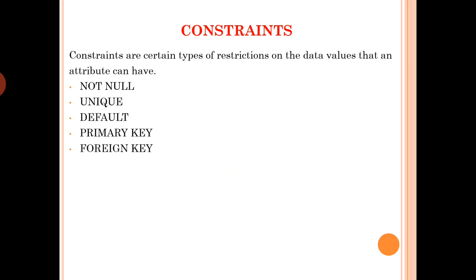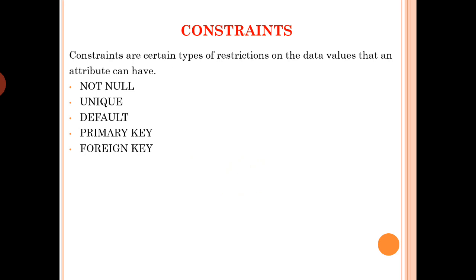Now let me introduce you to constraints. Constraints are certain types of restrictions on the data values that an attribute can have. They are used to ensure the accuracy and reliability of data. However, it is not mandatory to define a constraint for each attribute of a table. Commonly used SQL constraints are not null, unique, default, primary key, foreign key.